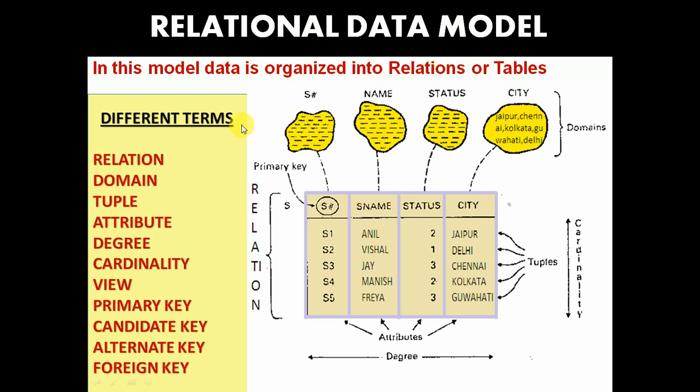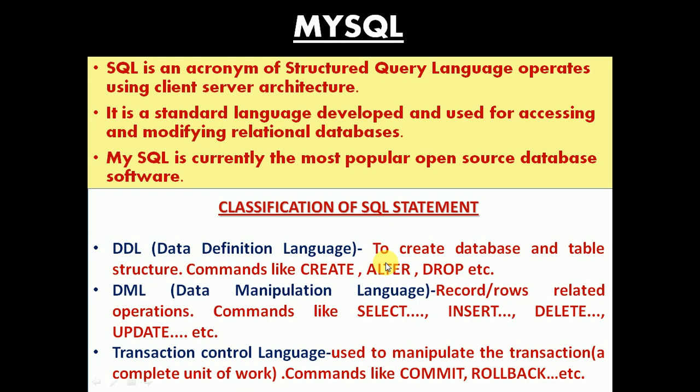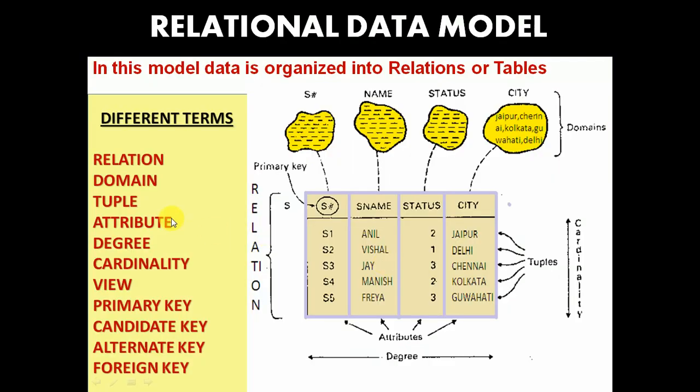Now let us see some terms which are included in this relational data model. Relation means the whole table. In relational data model, the table itself is known as relation. Domain means the collection of values or the pool of values which is arranged in the form of row or column. Tuple, the individual row or record in this table, is known as tuple. Attributes means the individual columns. The vertical data is known as columns.